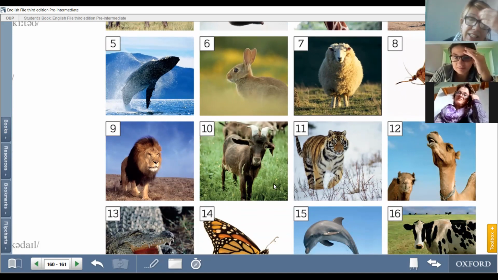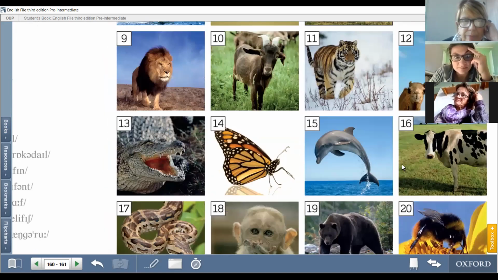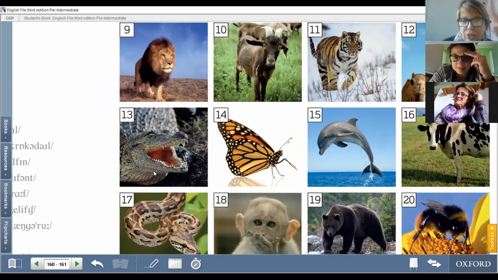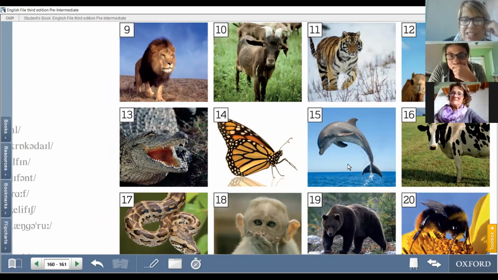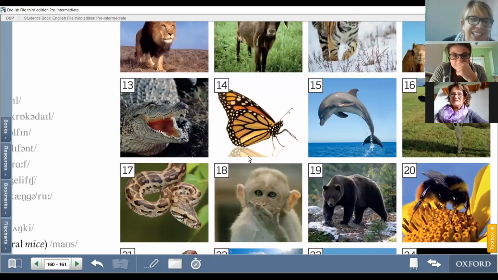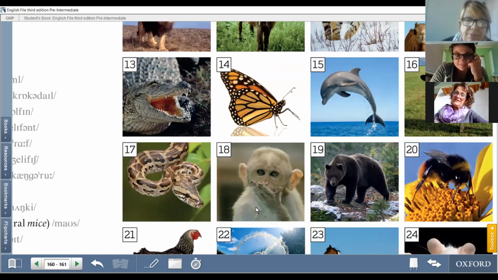I don't remember this one. Goat. Tiger. Camel. Yes. Crocodile. Beautiful. Butterfly. Dolphin. Remember, cow. Cowboy. Yeah. Cow. Snake. Yes.